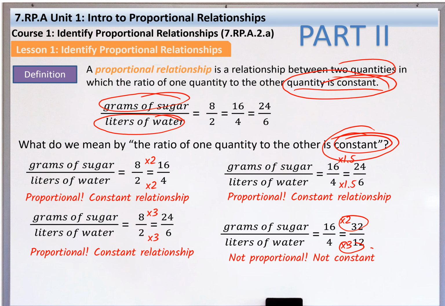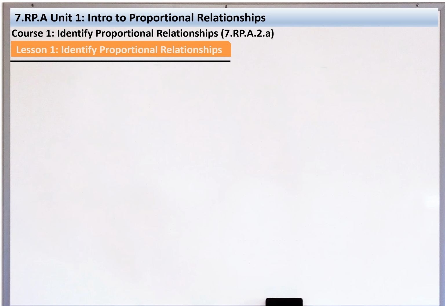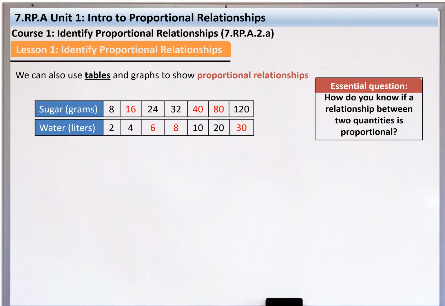Okay, so I want to review that really quickly for you. We can also use tables and graphs to show proportional relationships. We already completed one table and essentially turned that table into a bunch of ratios. But we could also cross multiply all of these, or we could simplify them all and get 4 to 1 and see that it's a table full of equivalent ratios, which means that it's a table full of proportional relationships. But right now I want to look at a graph.